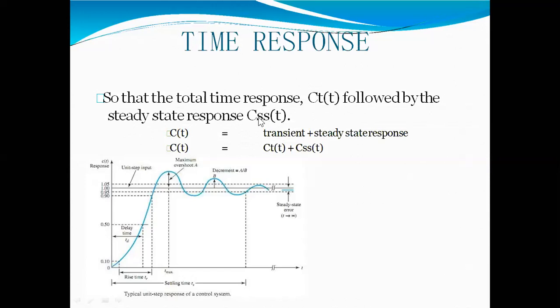And what is the total response? The total response is nothing but the algebraic sum of the transient response plus the steady state response. If you look at this particular graph, this line is along the time and this is along the response. When I apply input to my system, if my response goes high till this maximum point, we call it the maximum overshoot. Maximum overshoot is nothing but the peak point where the output of the system is maximum.